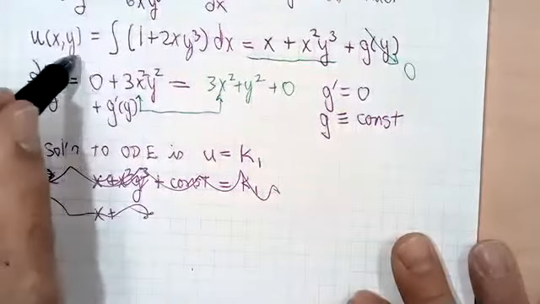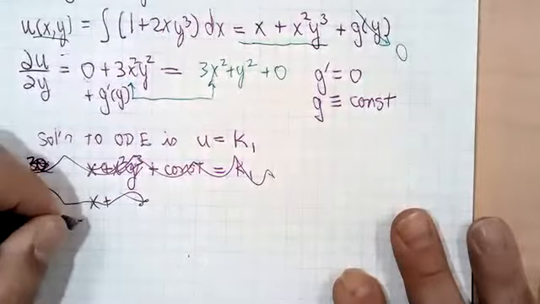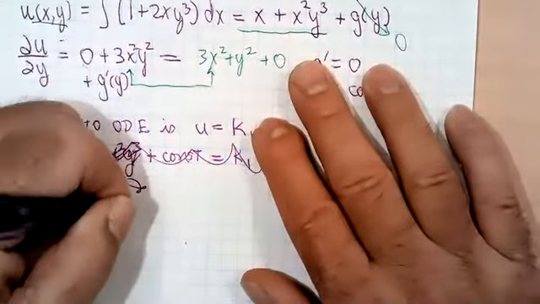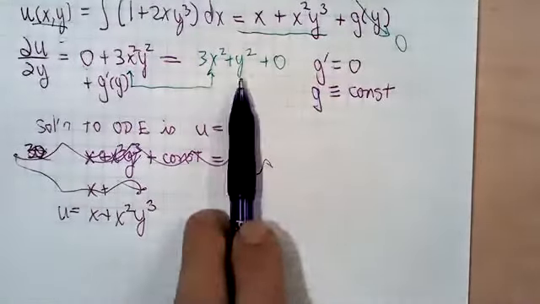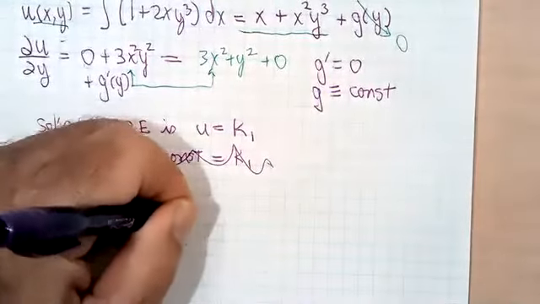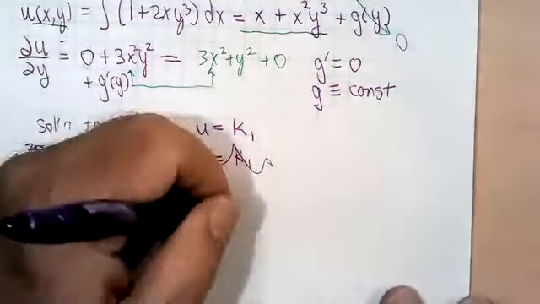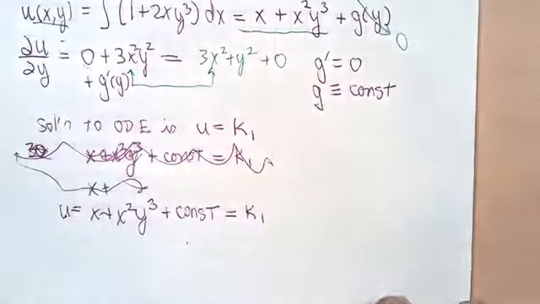is my formula for u, right? So u equals x plus x squared y cubed plus g of y. I found out that g of y is a constant. So if you wanted to not write 0, but to be really careful, you could say there's some constant in there, perhaps, might be 0, but it also might not.